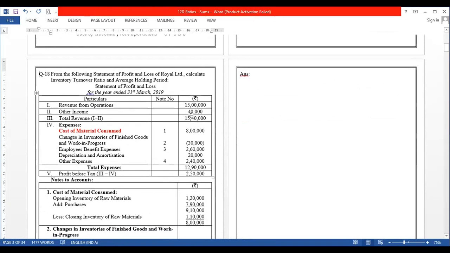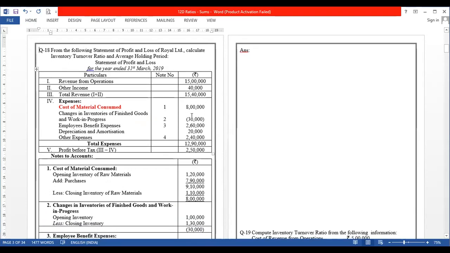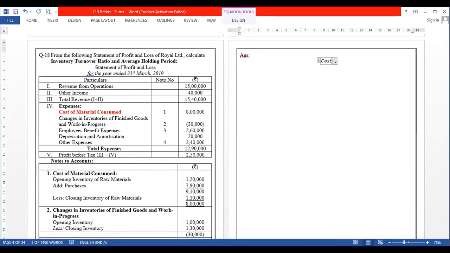Okay, fine. Question number 18 now. We have been asked to calculate inventory turnover ratio and average holding period. I would like to know the formula for cost of revenue from operations. Sir, this one, CPCEO. That is very correct. So if you can just help me to place the values, cost of revenue from operations.